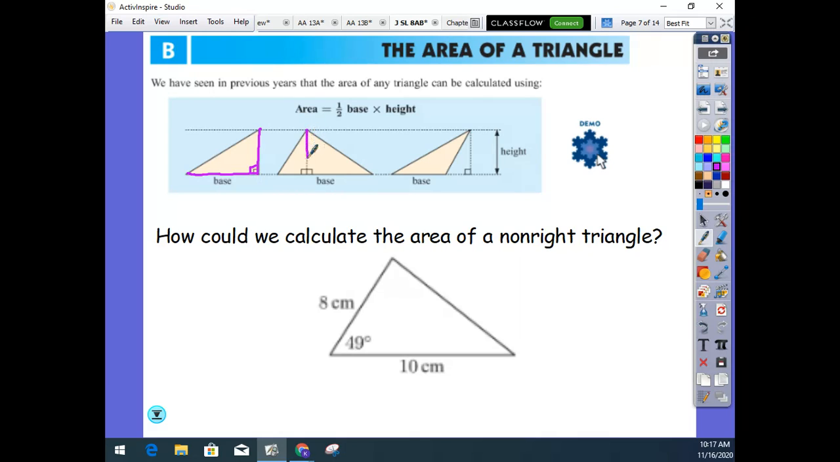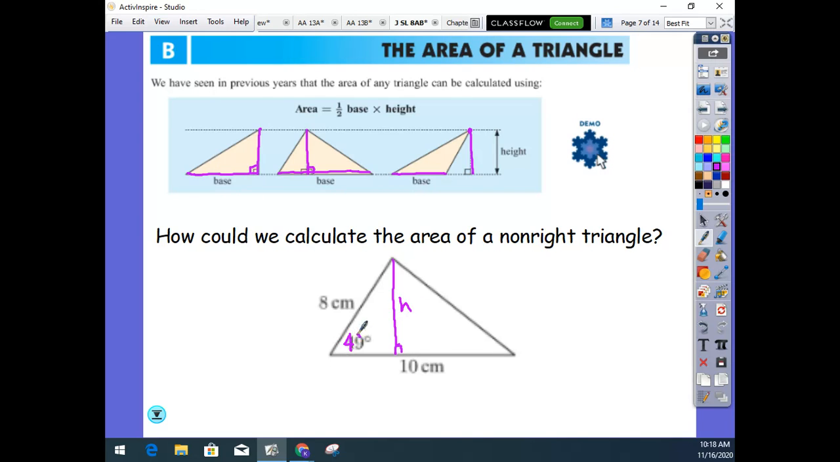The height is literally the highest point away from the base that's creating the right triangle. So here, if this is my base, here's my highest point from the base. So this is the height. So let's look at, say, a non-right triangle. What I'm going to do is create the height within my triangle, and this is my H.